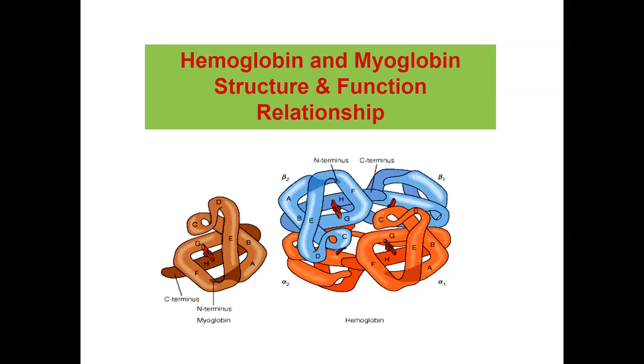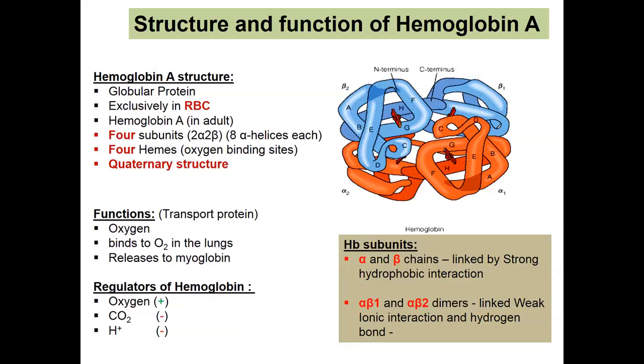So you have 2 alpha subunits and 2 beta subunits. Now the hemoglobin, as I said, is found in the RBCs, red blood cells, and in adults is called hemoglobin A, with 2 alpha subunits and 2 beta subunits. All of them have alpha helices. You know alpha helix by now, right? All of them are alpha helices. So 4 hemes are the oxygen binding sites. So they have a quaternary structure, right? Why?